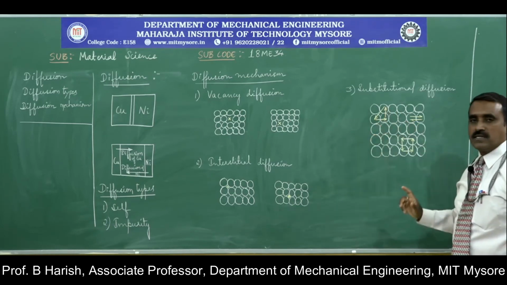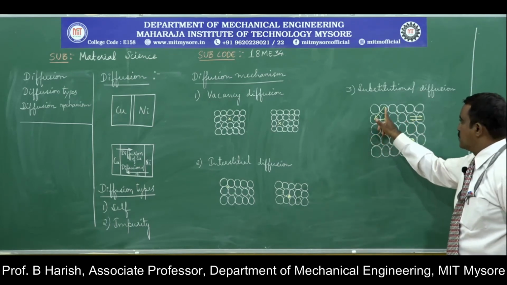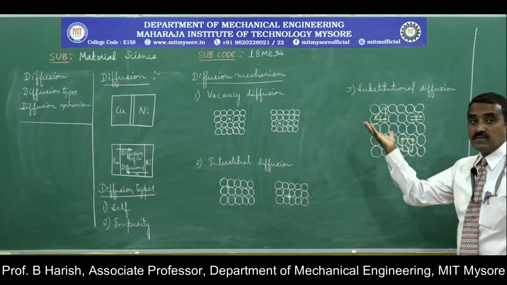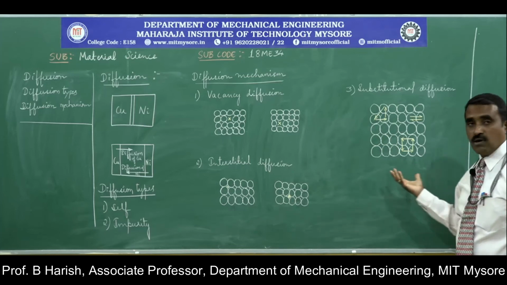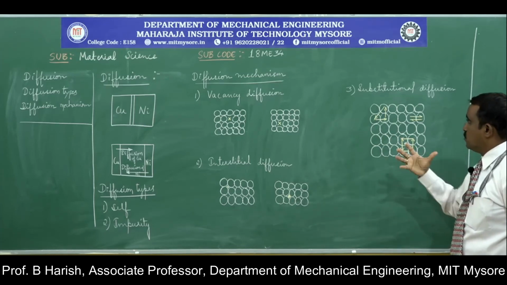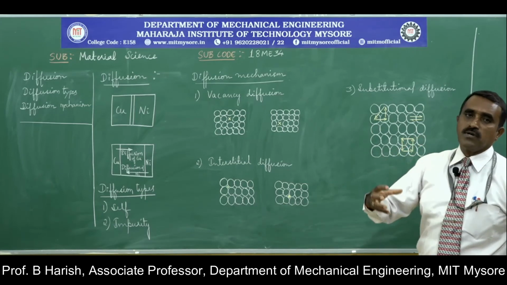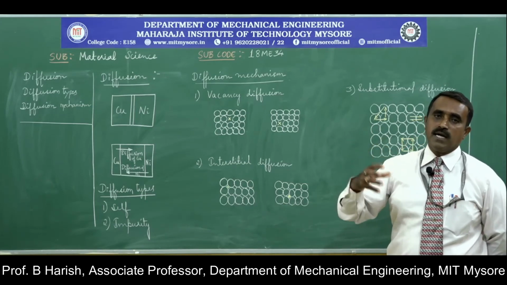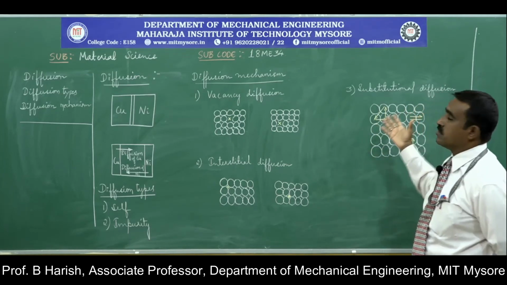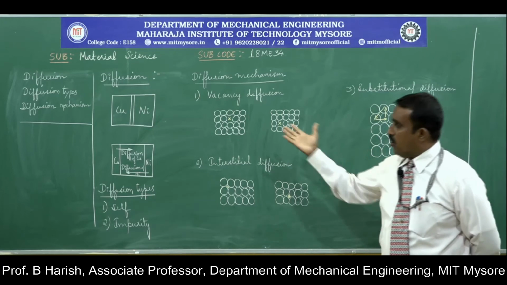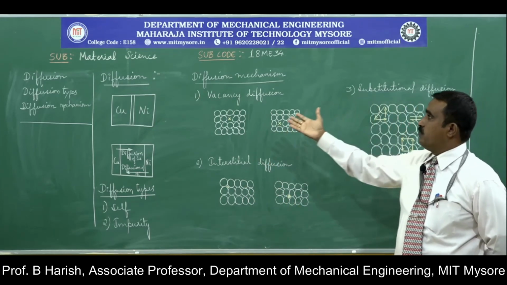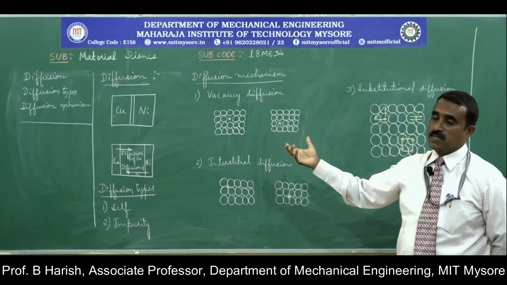Or it can be between three atoms. This atom moves here, this atom moves here, this atom moves here. Or it can be between four atoms. This moves here, here. So one atom gets substituted for the other. That is called the substitutional diffusion mechanism. In all the three cases, what we observe is the mechanism by which diffusion takes place.